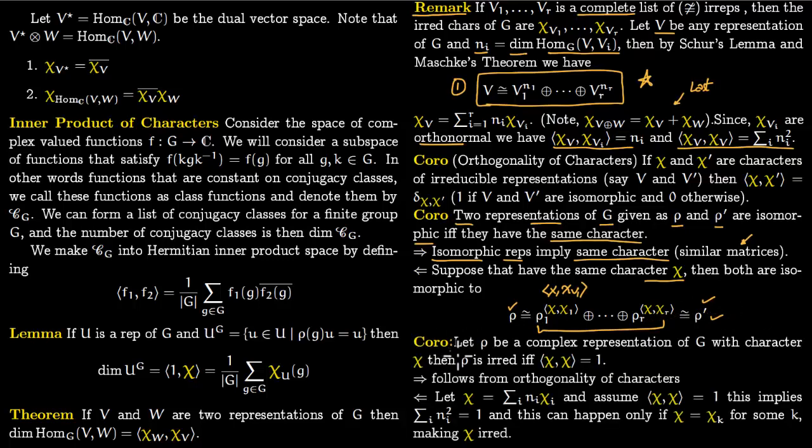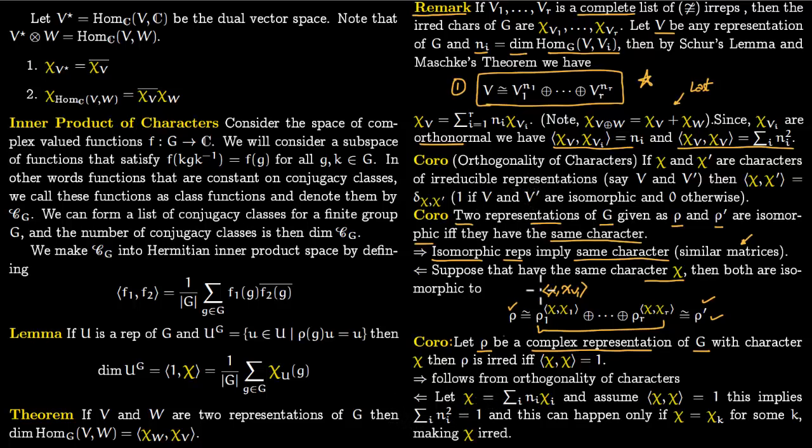Now another corollary. Let rho be a complex representation of G, over complex numbers, with character chi. Then rho is irreducible if and only if the inner product of chi with itself is 1. The first direction obviously follows from the orthogonality of characters, because it's a complex representation and it is irreducible, so both of the vector spaces have to be the same, and if they are the same, you immediately get 1 from here.